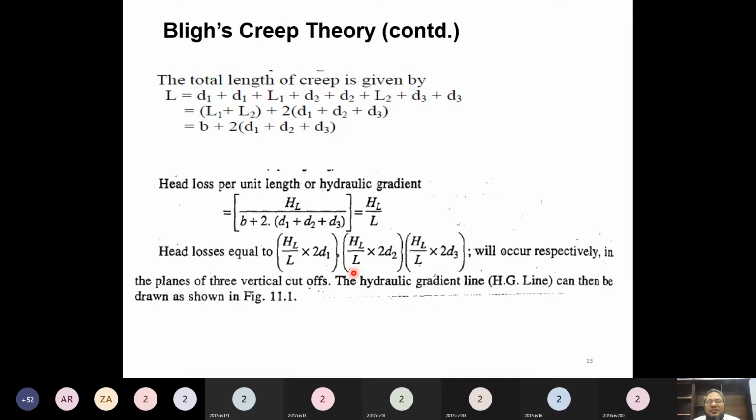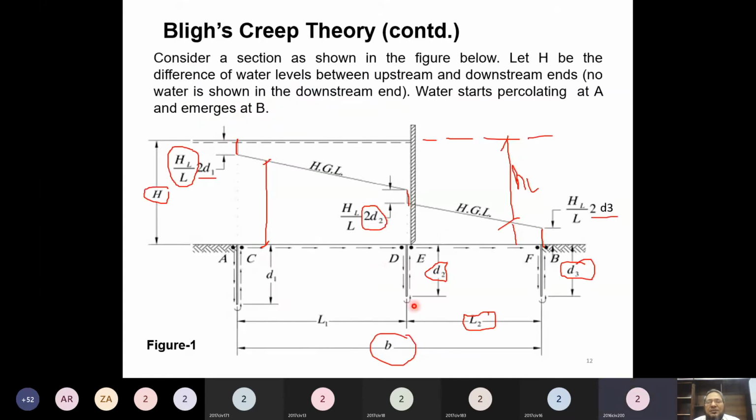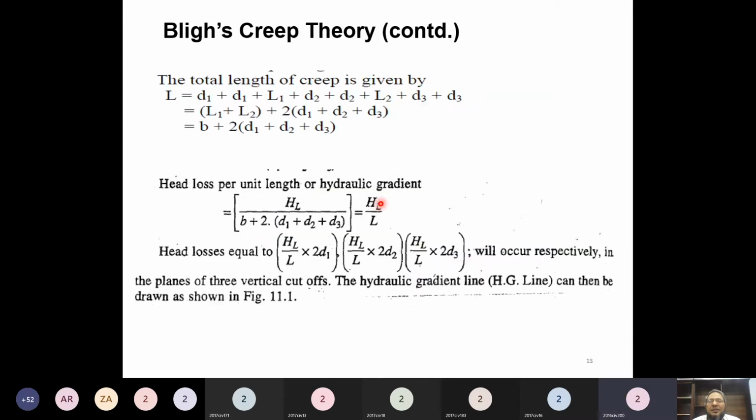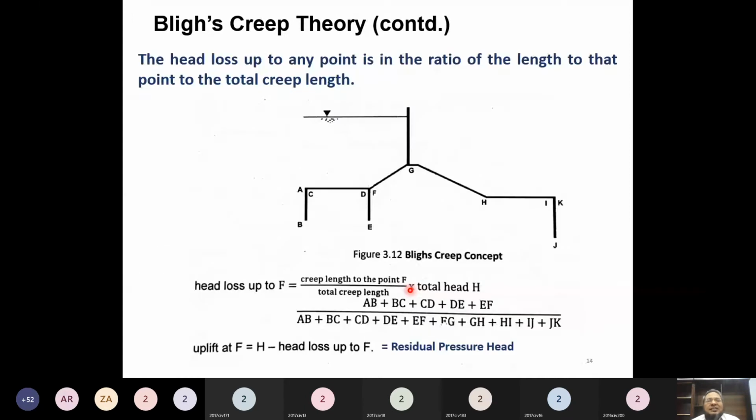Where will this head loss be? HL over L into 2D2, that is due to the intermediate sheet pile. This head loss is given. And this is the head loss which will be contributed by the downstream sheet pile, so HL over L into 2D3. Okay, and now what is the next?